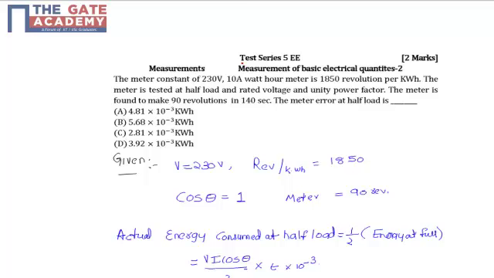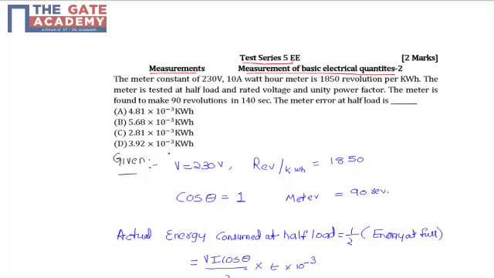Hello students, this question is taken from test series 5 EE from the subject measurements, from the topic measurement of basic electrical quantities 2, and it is a 2 marks question. The meter constant of a 230 volts, 10 ampere watt hour meter is 1850 revolutions per kilowatt hour.